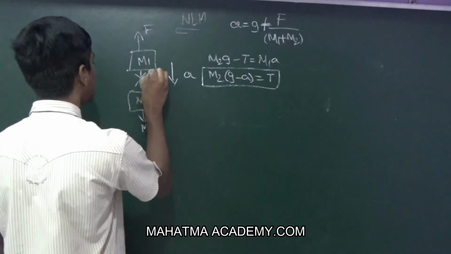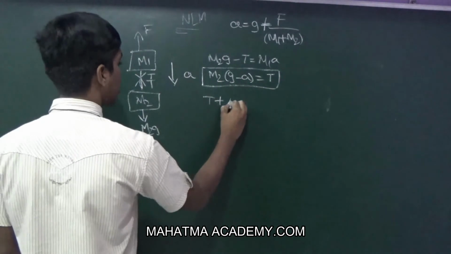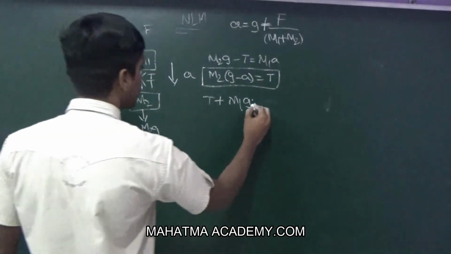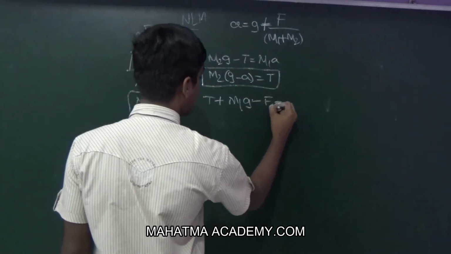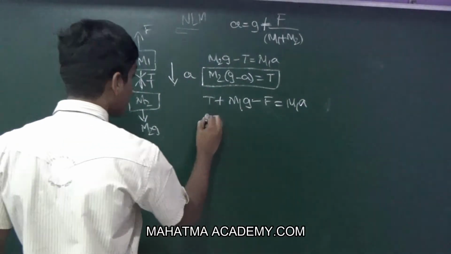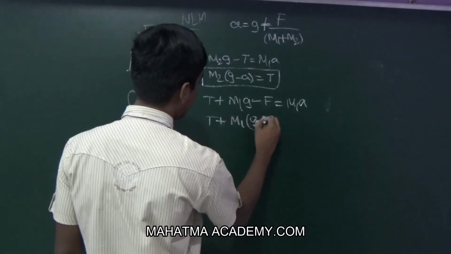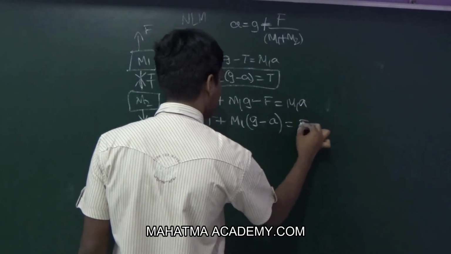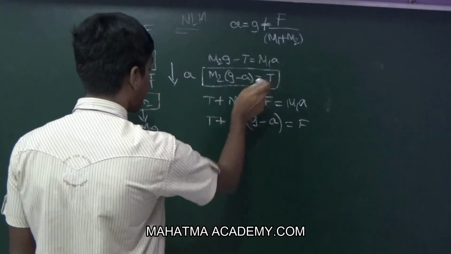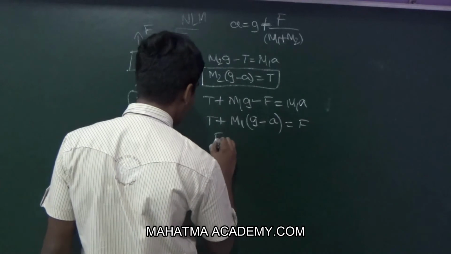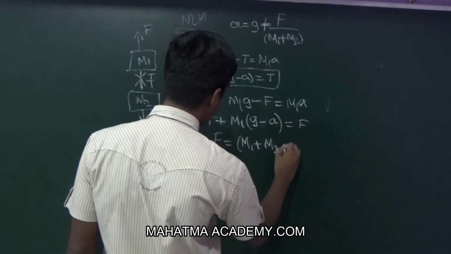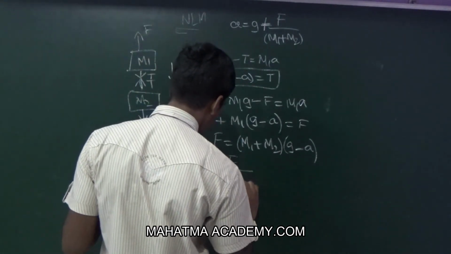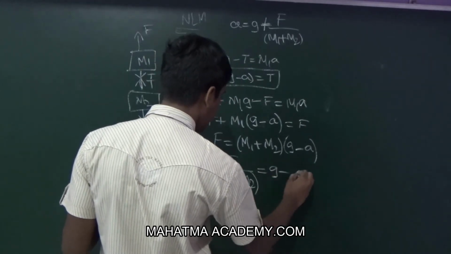Now for the upwards, it is T plus M1G is equal to F. Then F minus F is equal to M1 into A. Now T plus M1 into G plus A, or it is G minus A, sorry, G minus A is equal to F. Now tension is, we will common the force, we will common M1 plus M2 into G minus A. Now the acceleration is F upon M1 plus M2 is equal to G minus A.